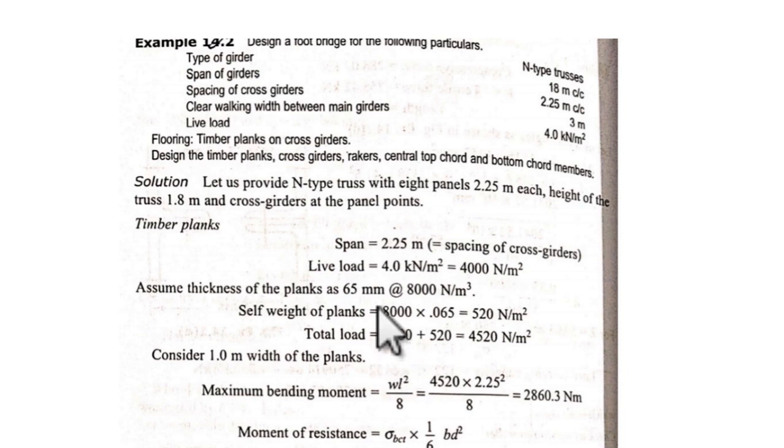You can assume any value. You can assume 100 mm. You can assume 50 mm. So they have assumed 65 mm as the thickness, and this is the density, 8000 Newton per meter cube. This is the density of timber plank.